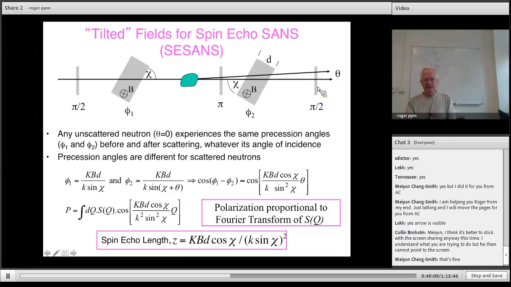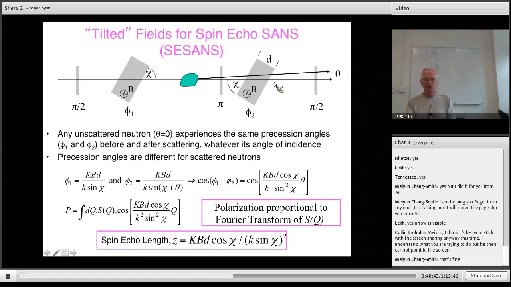It's clear that any neutron that is unscattered is going to echo. If I go through along a straight line, there's no sample here, the length of the path in this field is going to be the same as the length of the path in this field. I'm going to assume that the two fields are equal and of equal size. So the precession phase angle in the incident beam is going to be the same as in the outgoing beam.